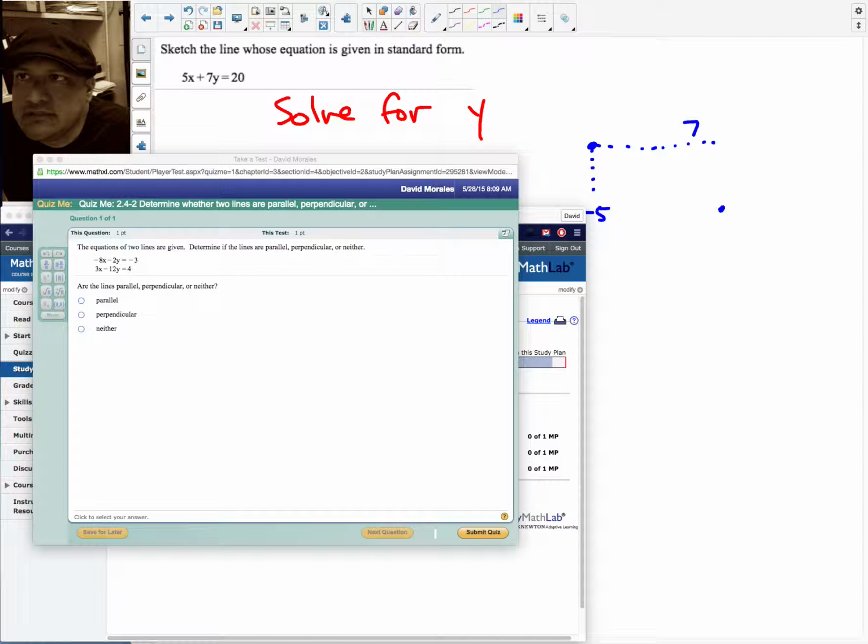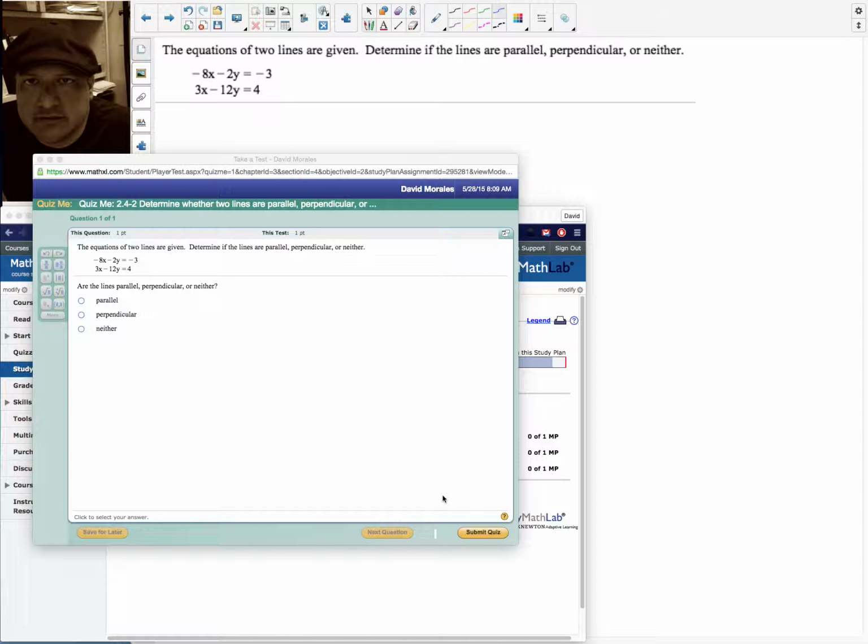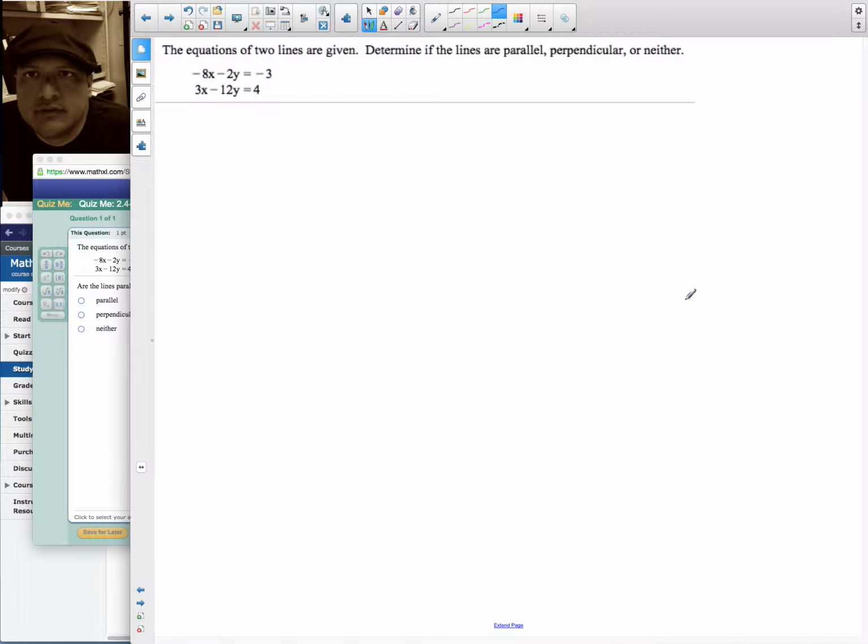Determine if these lines are parallel, perpendicular, or neither. So parallel lines means that M1 equals M2. They have the same slope.